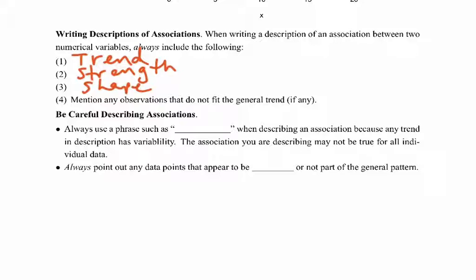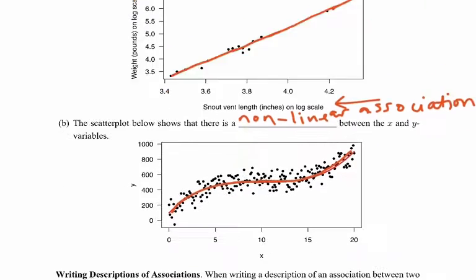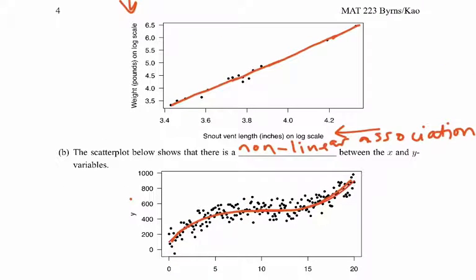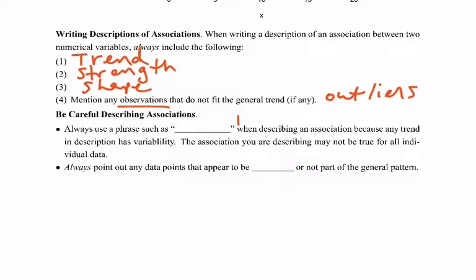And also mention any observations that don't fit the general trend. We've talked about outliers before, and these can have outliers as well. If I have a point somewhere on the graph that's far away from the rest of the points, say in my alligator data back here in this picture, let's say I had a point way out here, that would be considered an outlier because it doesn't fit the rest of the data. It doesn't follow the trend with the rest of the data. And so if that happens, you'll want to mention those as well.